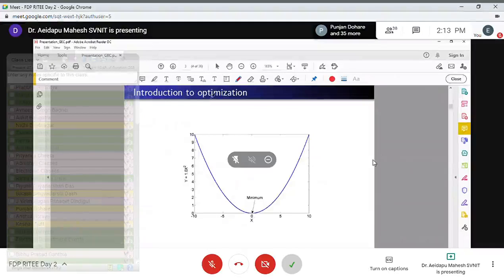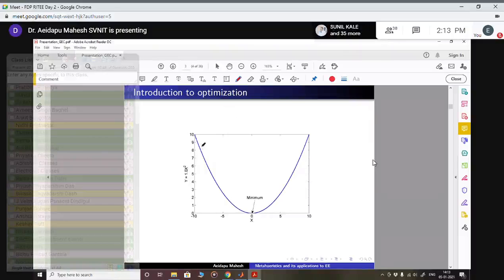So let us get into a little bit of mathematics here. I have an objective function like this, and I would like to minimize this objective function. There is some small mistake. It should be 0.1 into x square. So y is equal to 0.1 into x square.